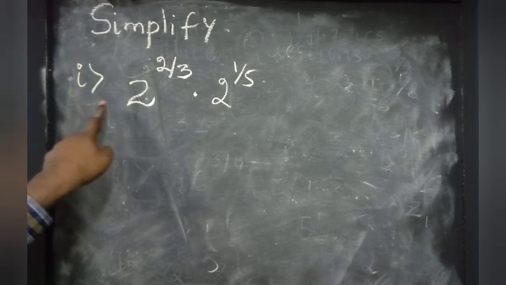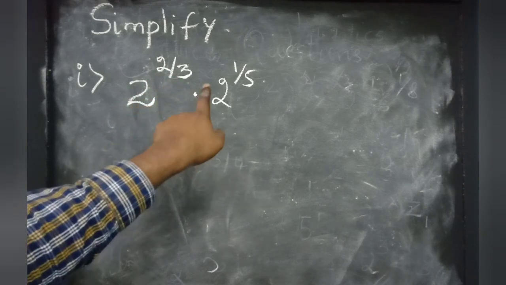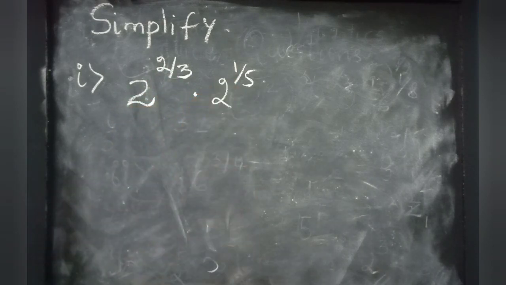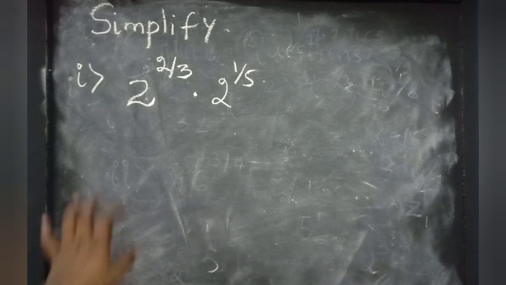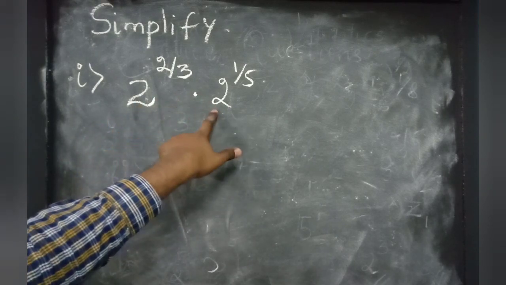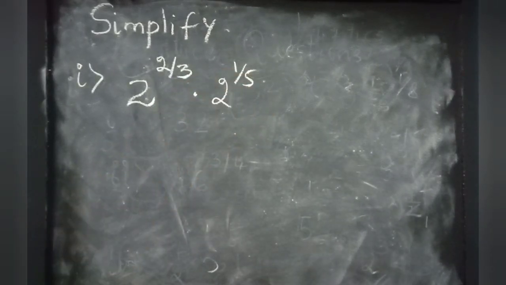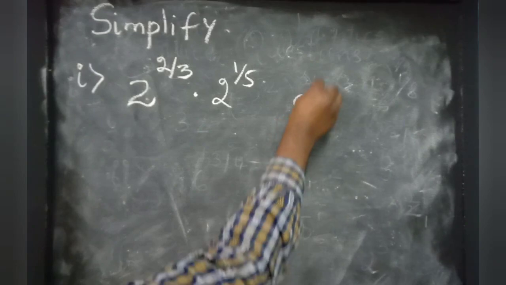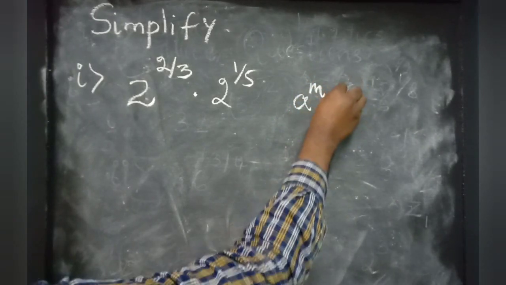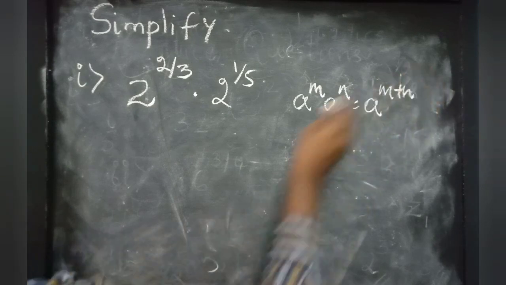The first question is 2 to the power 2 divided by 3 into 2 to the power 1 divided by 5. If you observe, the bases are the same. What can we do? We can add the powers. That is the first law of exponents: a power m into a power n can be written as a power m plus n.